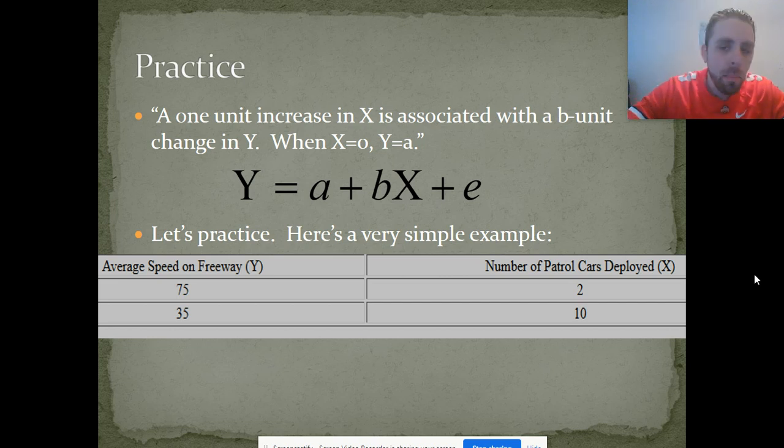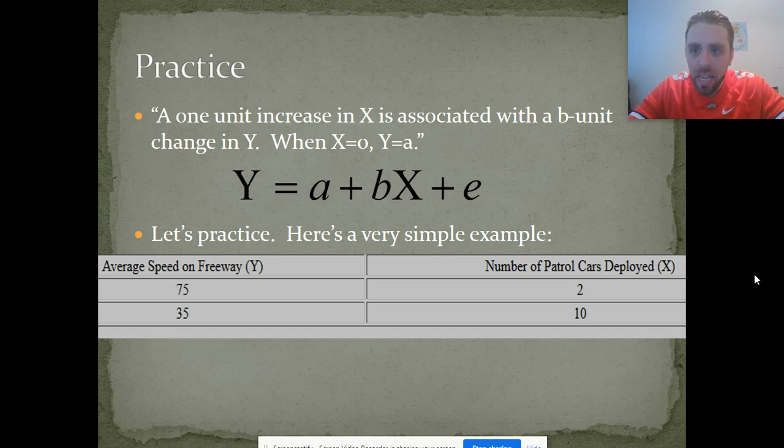What happens when I load up the freeway with a whole bunch of patrol cars? Okay, well, when X equals 10, and that is given data to you, then the average speed on the freeway equals 35. So all I have is 2 data points here, and that's not really enough to calculate a regression, but we can use it to practice our interpretation in a way that I hope will be very intuitive. So when X equals 2, Y equals 75. When X equals 10, Y is going to equal 35.